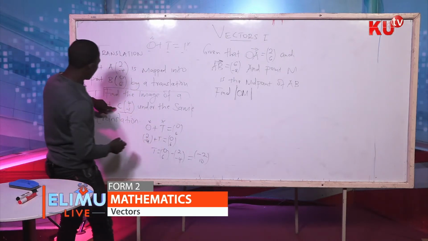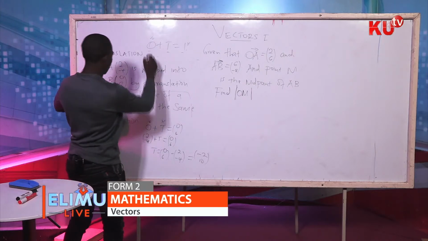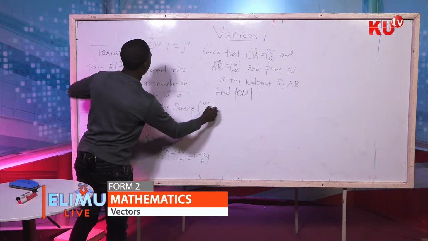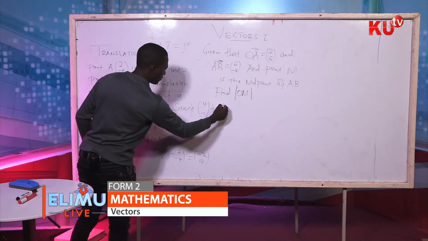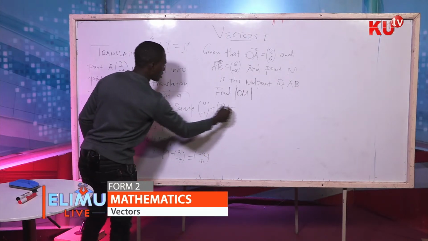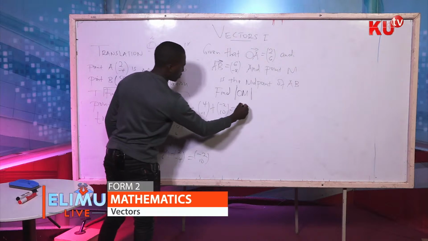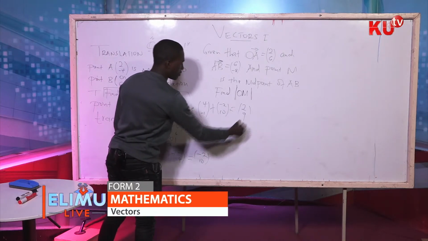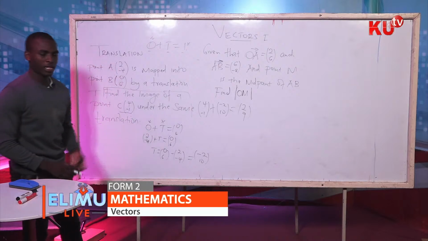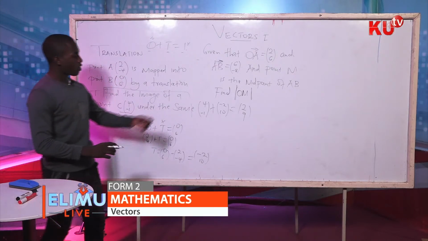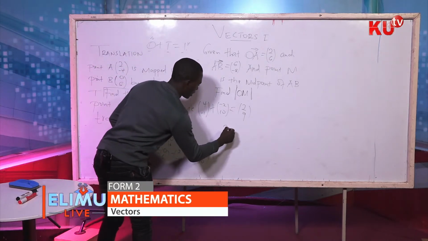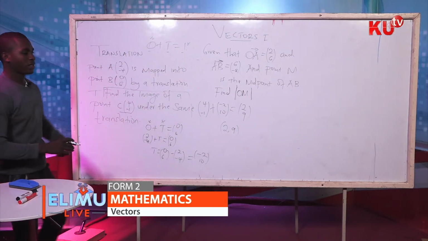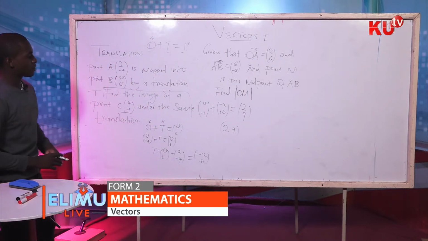So to find the image of C, we have the object (4, -1) plus the translation, which you just found here, (-2, 10). It will give us 4 minus 2, which is 2; -1 plus 10, which is 9. So the image of C will be (2, 9). If you are asked to write in coordinate form, you write it as (2, 9), because this one is in column form, or column vector. We talked about that just a few minutes ago.